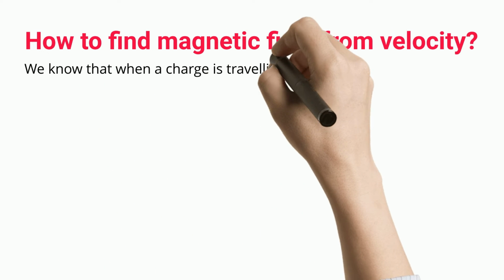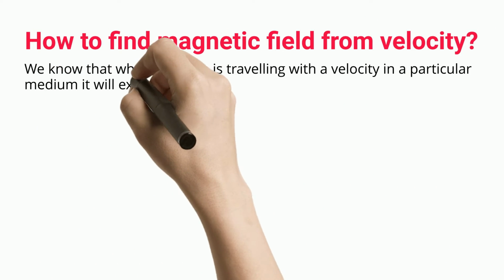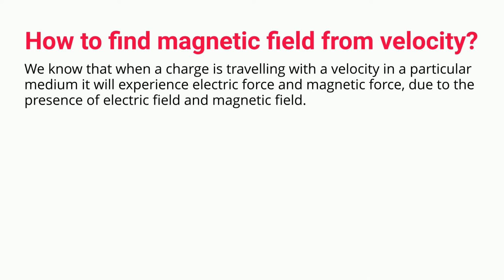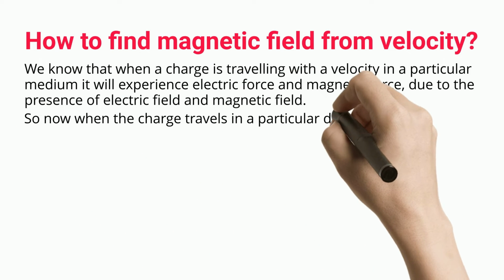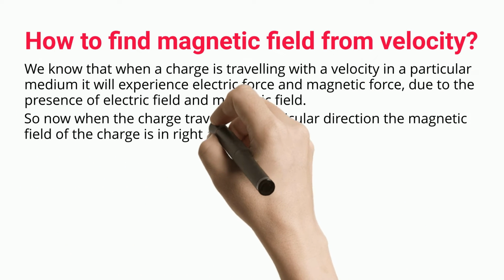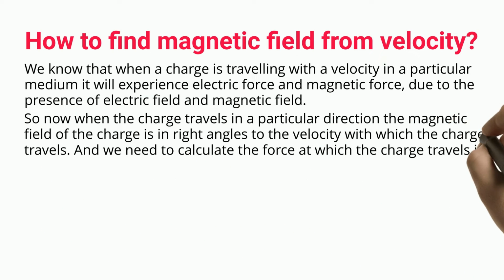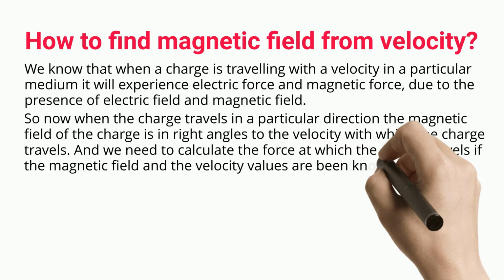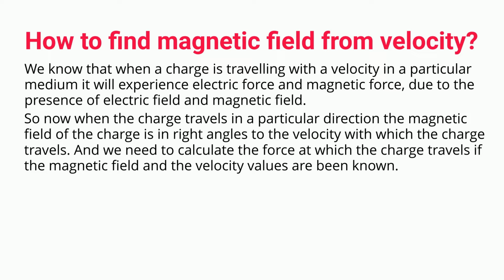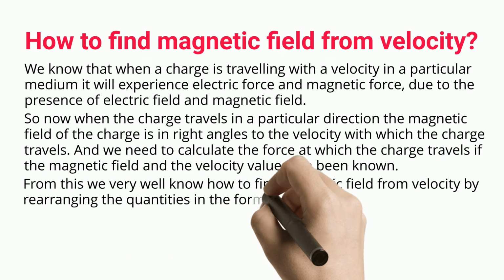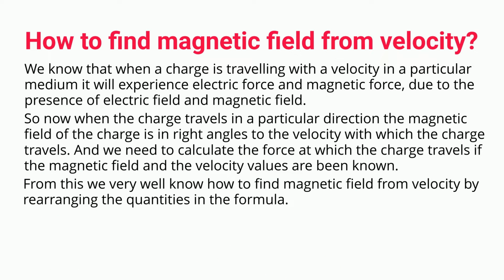We know that when a charge is traveling with a velocity in a particular medium, it will experience electric force and magnetic force, due to the presence of electric field and magnetic field. So when the charge travels in a particular direction, the magnetic field is at right angles to the velocity with which the charge travels. And we need to calculate the force on the charge if the magnetic field and the velocity values are known. From this we very well know how to find magnetic field from velocity by rearranging the quantities in the formula.